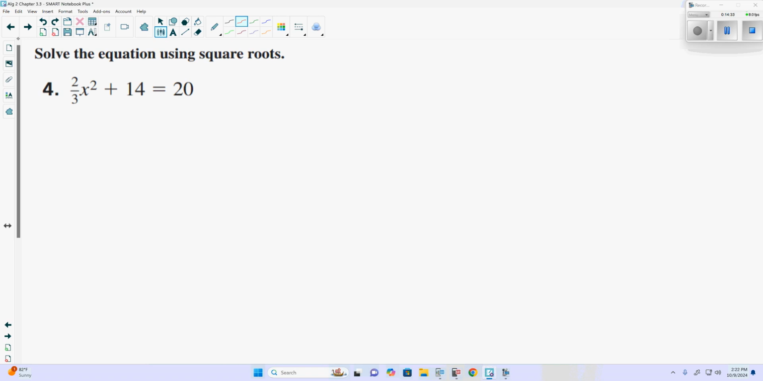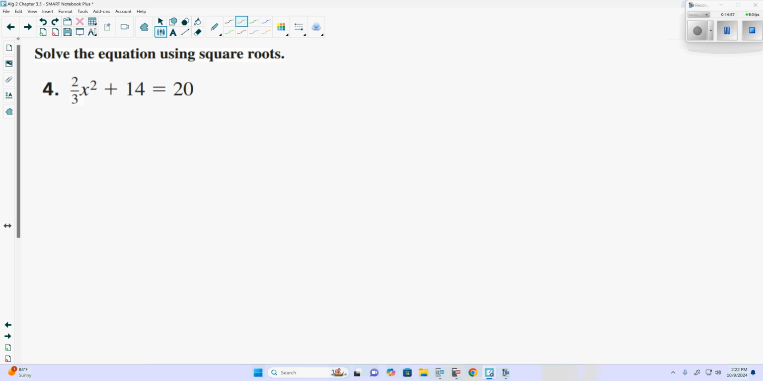2/3 x squared plus 14 equals 20. Divided by 2. No, but no. Okay. Yes. Minus 14. Oh, minus 14. Because we can divide by 2/3, but I would wait till we get the squared term by itself.